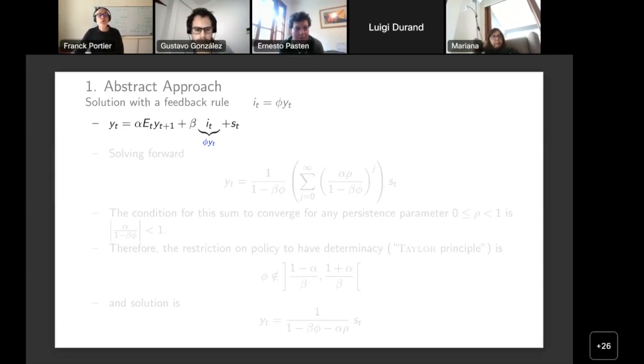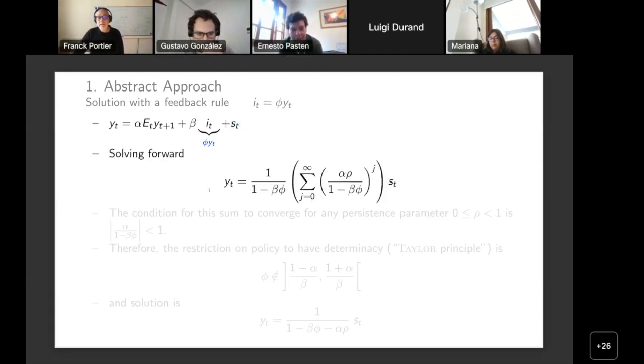Let me assume that the policymaker is following this Taylor rule, the feedback rule. Let me solve the model. So how do I do that? Well, I'm sorry if I'm a bit pedestrian here, but let's do it. I just replace my instrument by the rule. Then I can put the expectation term on that side and solve forward. I know the process of s_t, so I know that the expectation in period t of s_{t+j} is simply rho to the power j times s_t. And solving forward, I obtain this formula.